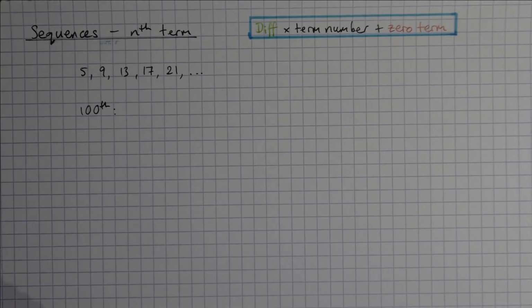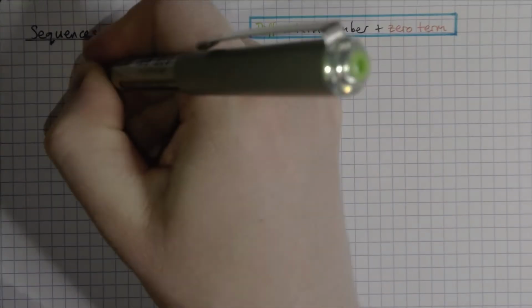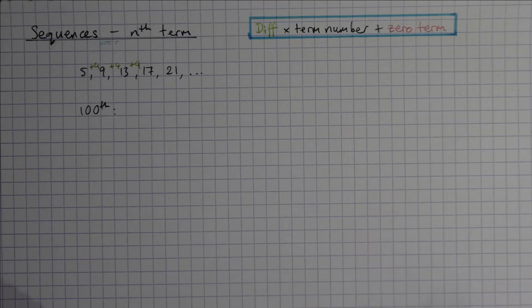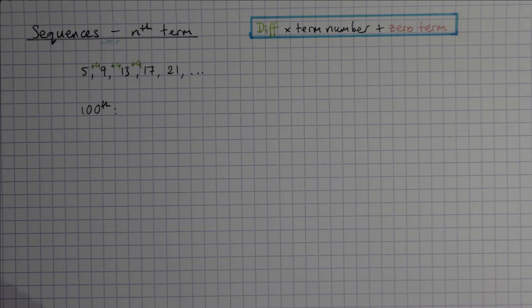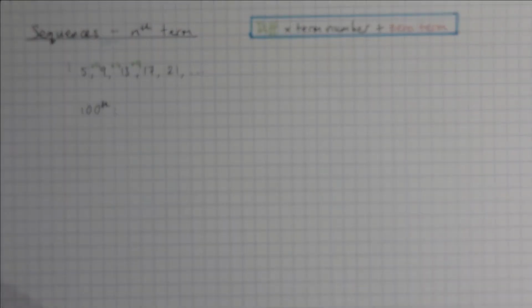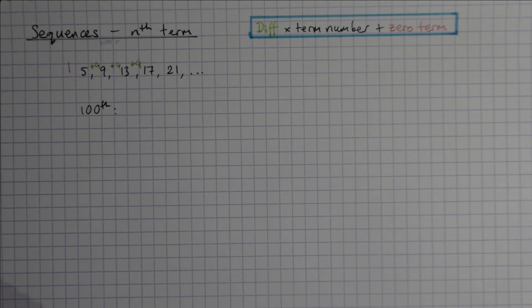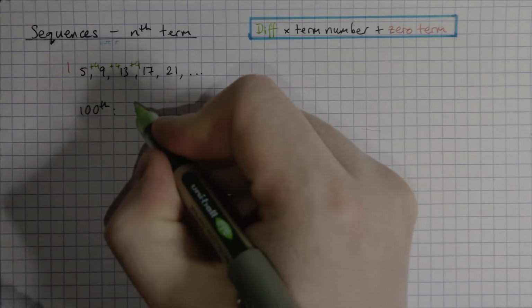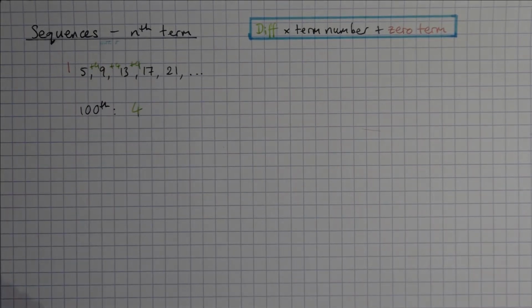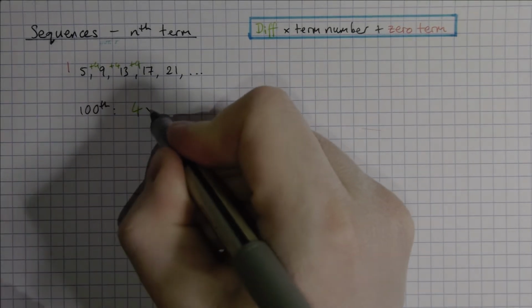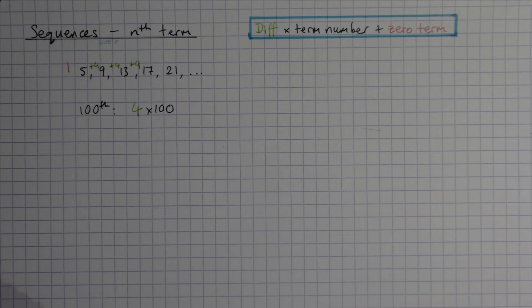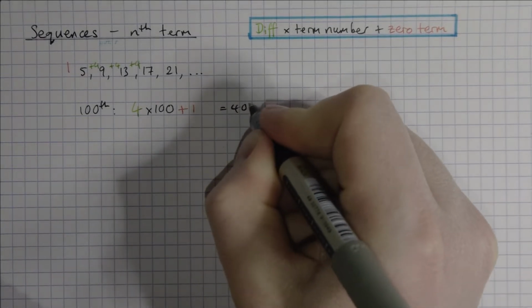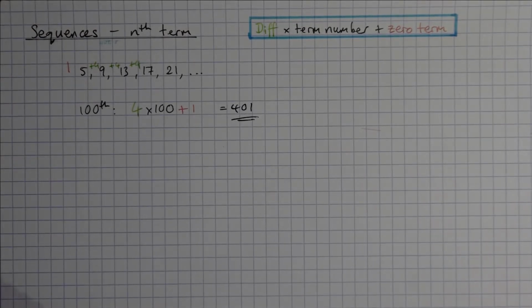Well, first of all, notice that the difference then is 4. It's going up in 4s, isn't it? We go add 4, add 4. And the 0 term here, well, 4 less than 5, the one before the first term, that would have been 1. Okay, 0 term is definitely 1. So if I apply this rule up here, difference times term number plus 0 term, the difference we've just established is 4. I will multiply that by the term I want, in this case 100, and then add on the 0 term here, positive 1. I don't think I need a calculator for that one. That's going to be 401. So the 100th term in the sequence is 401.